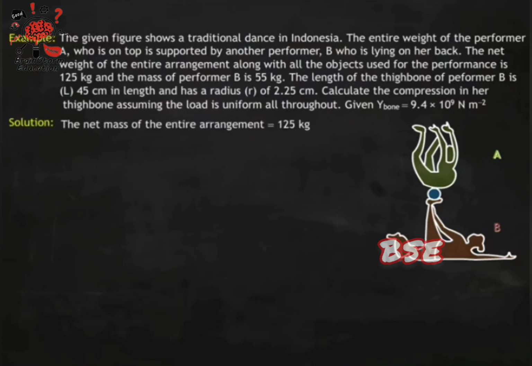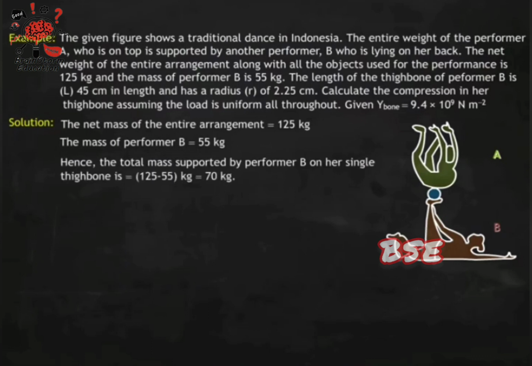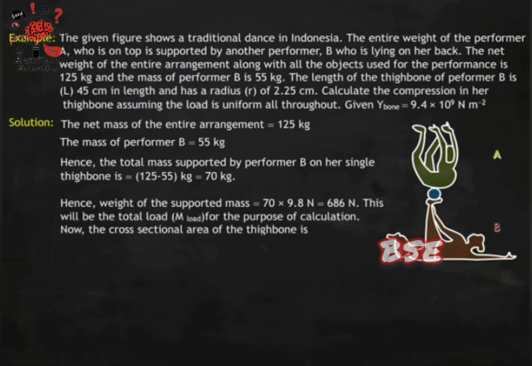Solution. The net mass of the entire arrangement equals 125 kgs. The mass of performer B equals 55 kgs. Hence, the total mass supported by performer B on her single thigh bone is 125 minus 55, which equals 70 kgs. Hence, weight of the supported mass equals 70 into 9.8 newtons, which equals 686 newtons. This will be the total load, M load, for the purpose of calculation. Now, the cross-sectional area of the thigh bone is A equals pi r square equals pi into (2.25 into 10 raised to minus 2) whole square meter square.